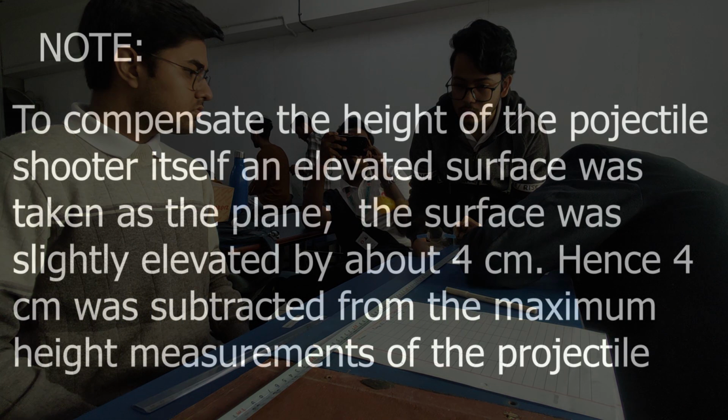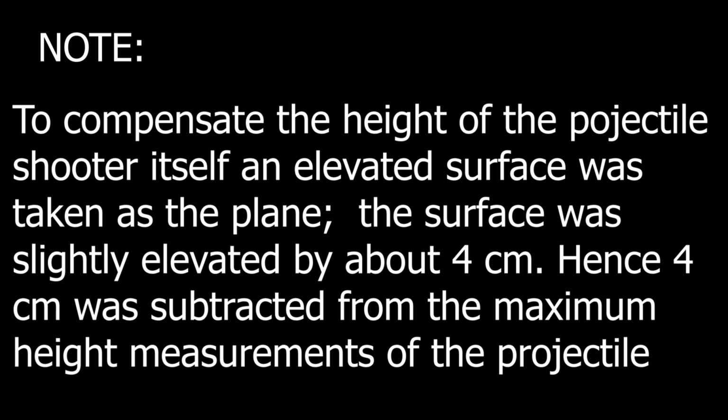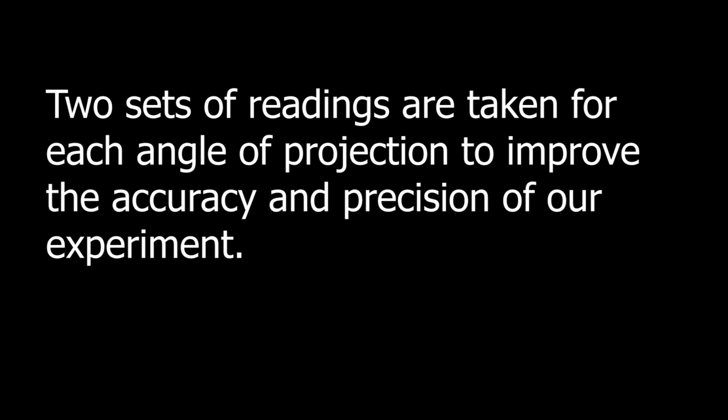To compensate for the height of the projectile shooter itself, an elevated surface was taken as the plane. The surface was slightly elevated by about 4 cm. Hence 4 cm was subtracted from the maximum height measurements of the projectile accordingly. Two sets of readings are taken for each angle of projection to improve the accuracy and precision of our experiment.